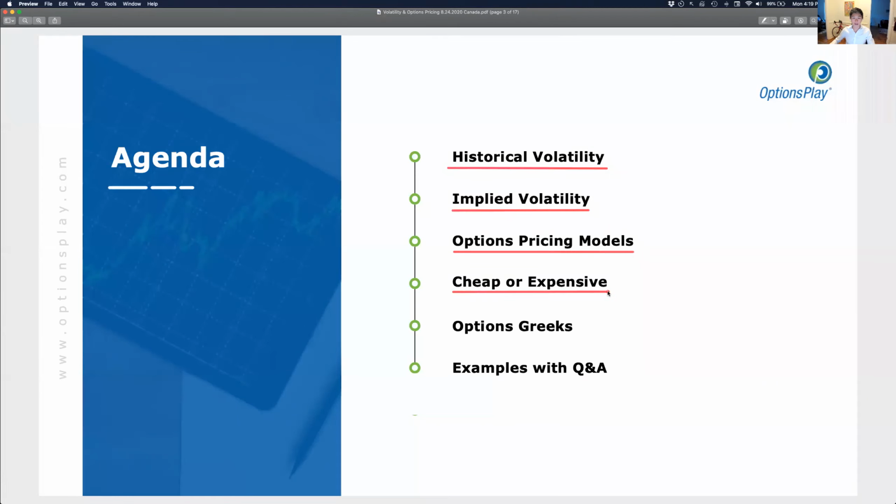That's either to determine whether an option is cheap or expensive, or whether we're looking at the option Greeks to help us determine which strikes we want to buy or sell. And at the very end, we'll take a look at some examples with a Q&A session to give everyone the opportunity to learn more about these types of strategies. So let's go ahead and get started.